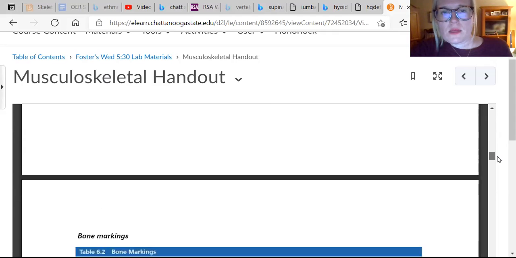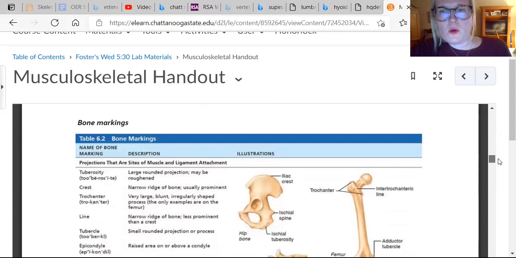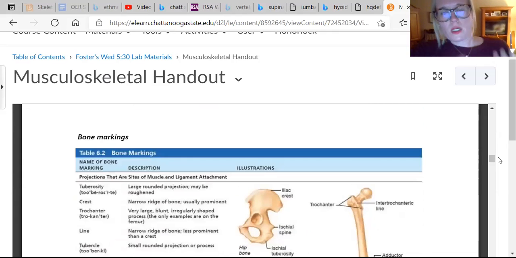So we'll get some good examples of those here in just a little bit. But first, we're going to talk about bone markings. Bone markings are important because I want you to understand that there are certain terms we use over and over again, whether it's on one bone or another. You're going to see these terms repeated.